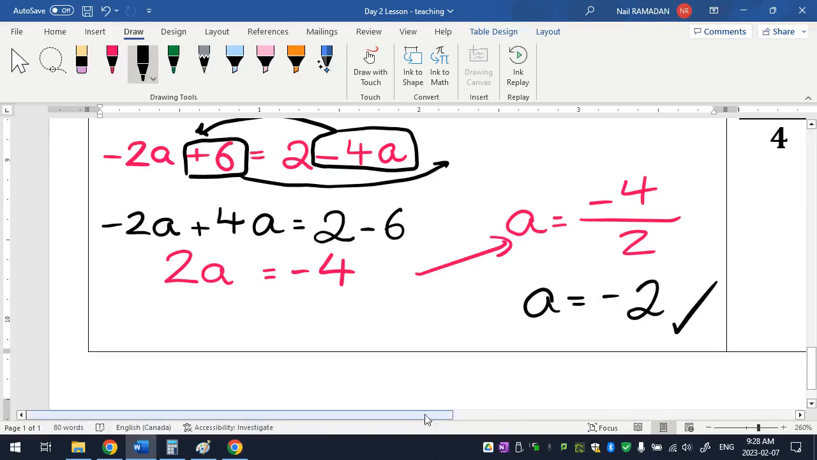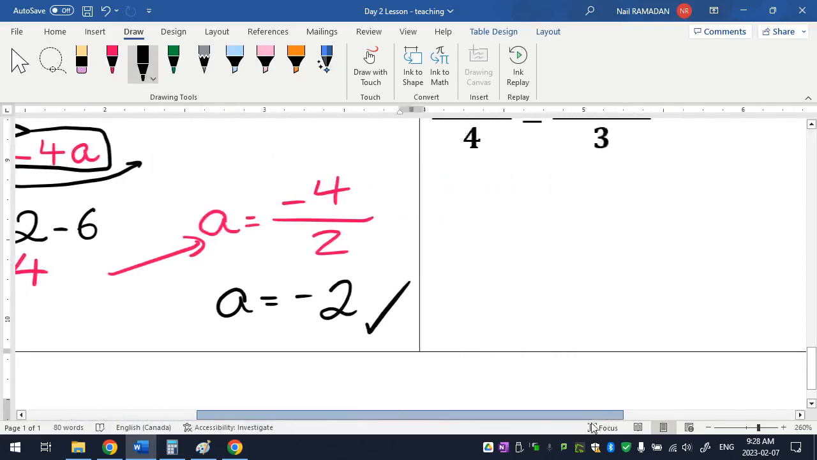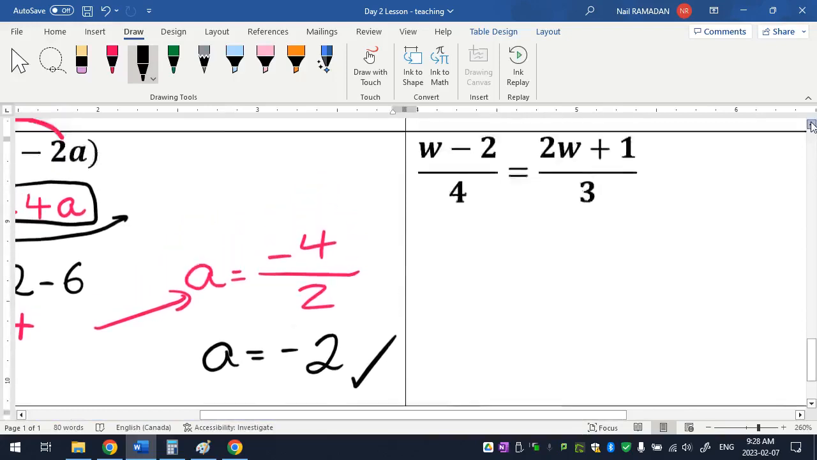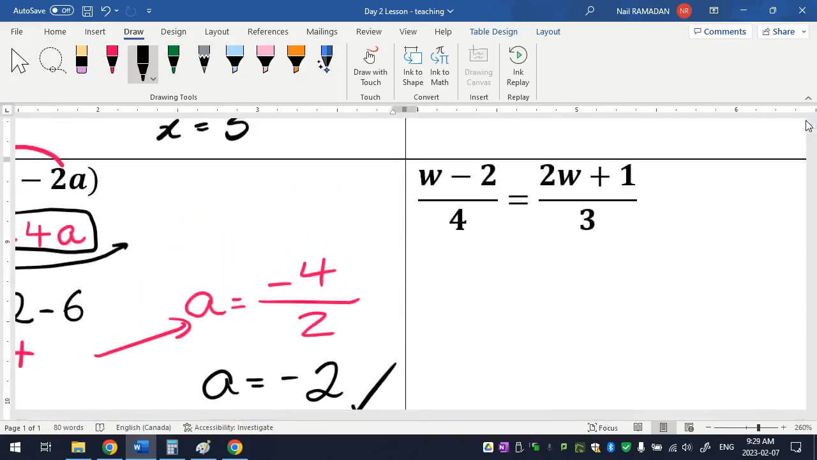Okay, last one. Everyone, last one. I'm going to assign half of it as homework. I'm going to start it with you, you finish it. Question for you. I have two fractions equal to each other, and I need to find the value of w. Whenever you have two fractions equal to each other, what do you always do? Cross multiply. I don't care what math course you ever take.